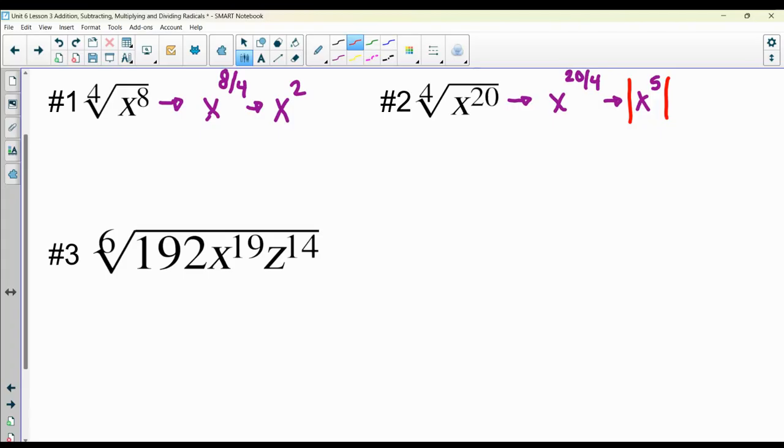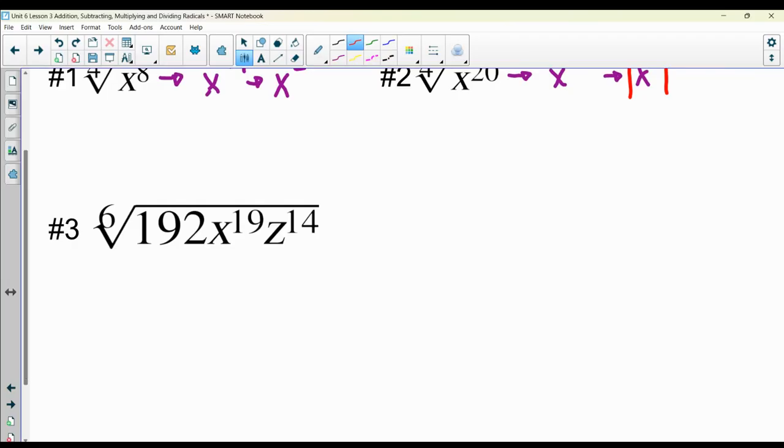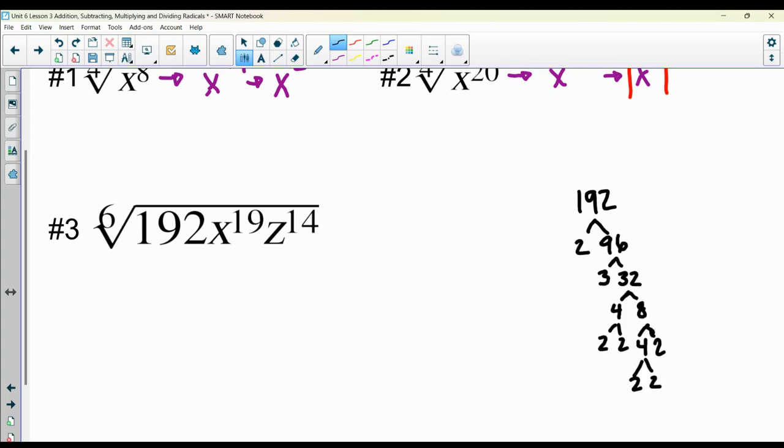Algebra 1 really only focused on simplifying square roots. So for this one, we are working with a 6th root. So for the number 192, we do want to consider thinking about that over here as a factor tree and breaking this guy down. So take a second, break 192 down into your factor tree. Okay, so once you've broken down 192 into your factor tree, when we were working with square roots, we would look for groups of 2. For this one, we look for groups of 6.